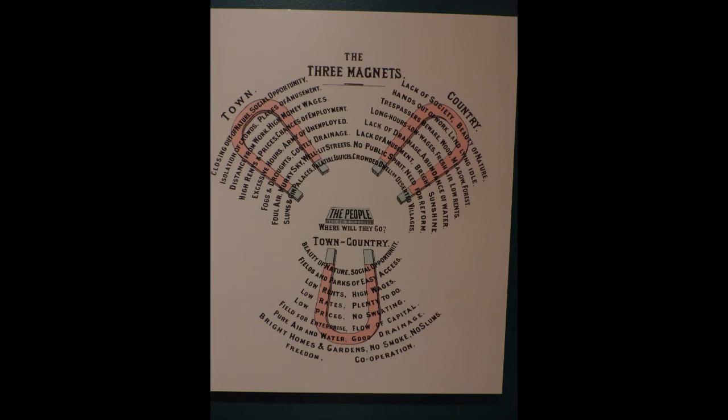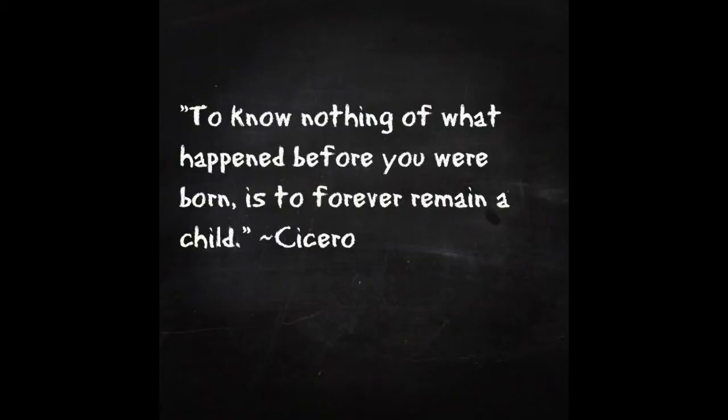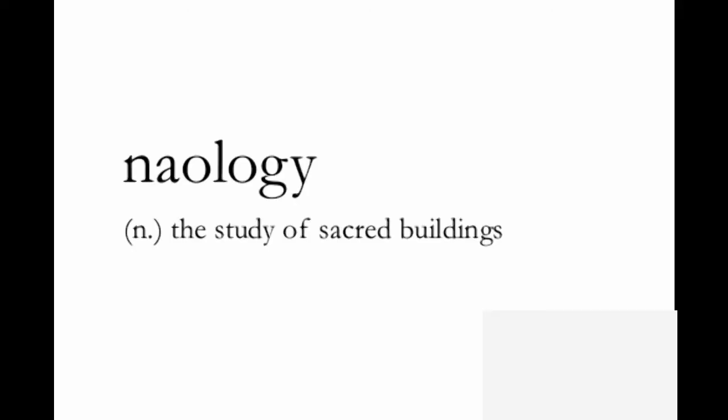While on the floor of the library they had this nice little quote from Cicero: "If you have a garden and a library, you have everything you need." And that's one of my favourite Cicero quotes, but I think the most potent, important one by him was, "To know nothing of what happened before you were born is to forever remain a child." And I think that's one of the very important truths. You need to know what happened before, so that you know where you are, and so that you know where you're going. And that's one of the points of naology, the sacred study of buildings, and why they wrote in this particular language. It's much more than might immediately come to mind.